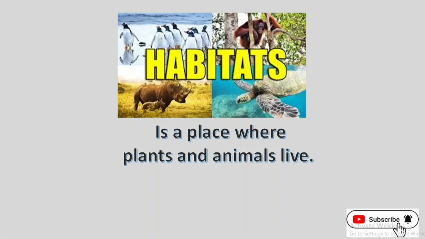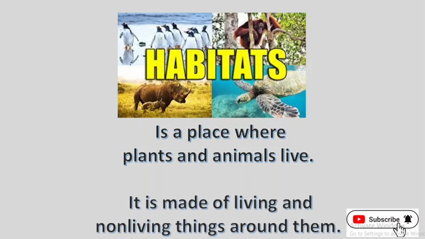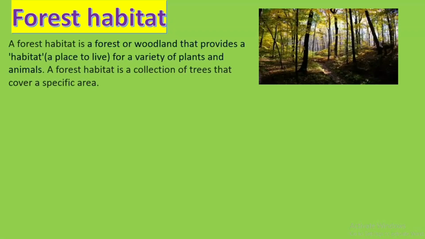Habitat is a place where plants and animals live. It is made of living and non-living things around them. The first one is forest habitat. A forest habitat is a forest or woodland that provides a habitat for a variety of plants and animals. A forest habitat is a collection of trees that covers a specific area.